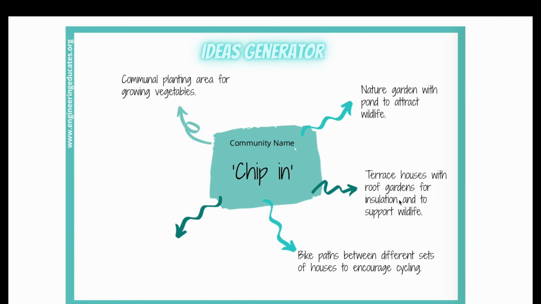So these are my terrace houses for the 30 groups of individuals, again coming from the design brief, and again targeting the requirement to have sustainable features. You can have these roof gardens that actually help to keep the heat in the house and support wildlife. More communal spaces: I want a nature garden with a pond to attract wildlife, and remember we talked about how that supports people's well-being as well, as does encouraging exercise. So I'm going to have the idea of bike paths between different sets of houses to encourage cycling. So that's what I've done so far. Not finished, but I just wanted to get my ideas flowing.